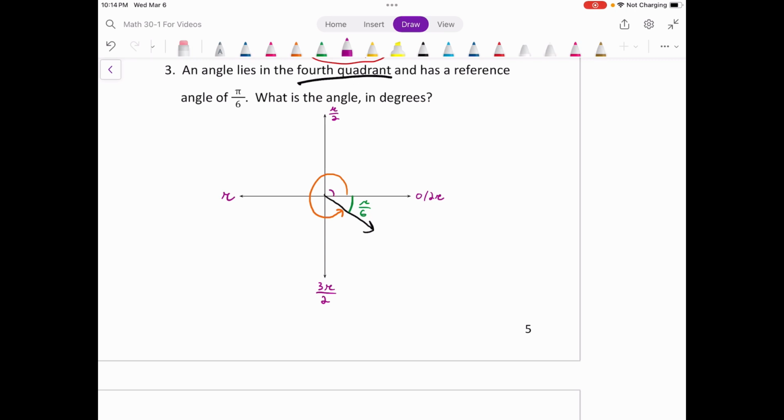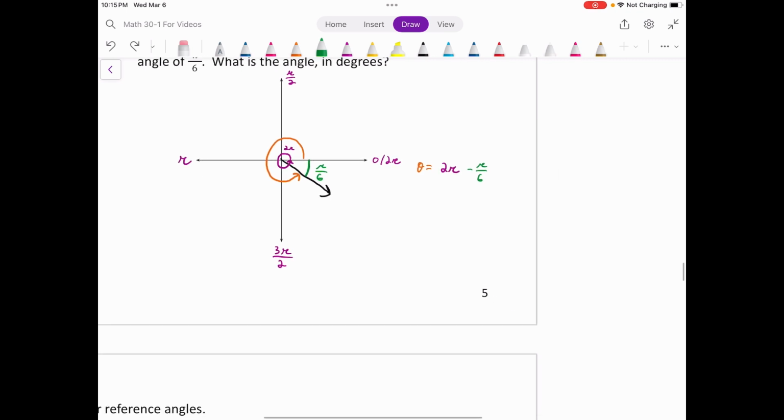Well, I mean, again, think about the relationships. Did we do a full circle? Did we do a full 2 pi? No, we stopped short of it, right? We did 2 pi. How far short did we stop? Pi over 6, right? And that will be our angle. Take a full rotation and just subtract off this part, and you're left with the angle itself.